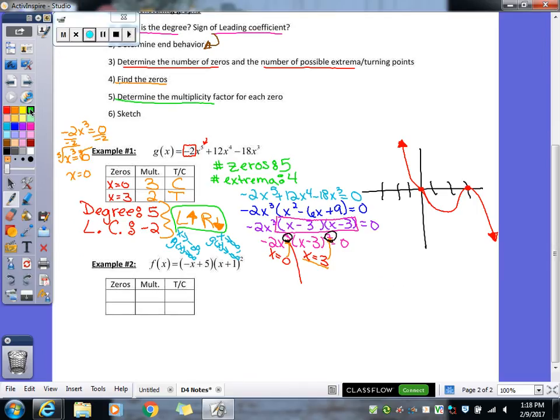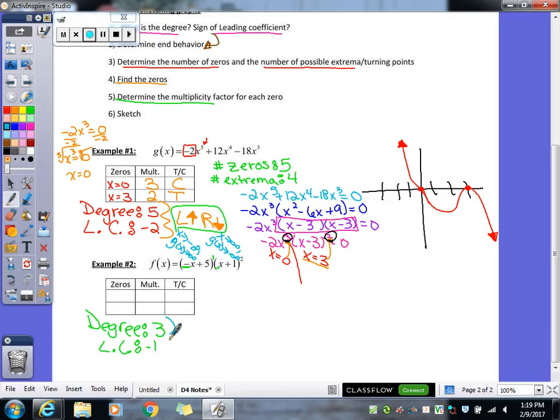All right, let's try our last one here. So let's start with our degree. What's our degree this time? This one's a little different because this one is in factored form already. So our degree would be 1 plus the 2. So our degree would be a 3. If it's in factored form, you just add your exponents together. That's your degree. Our leading coefficient would be negative 1 times 1. So our leading coefficient would be a negative 1 there.